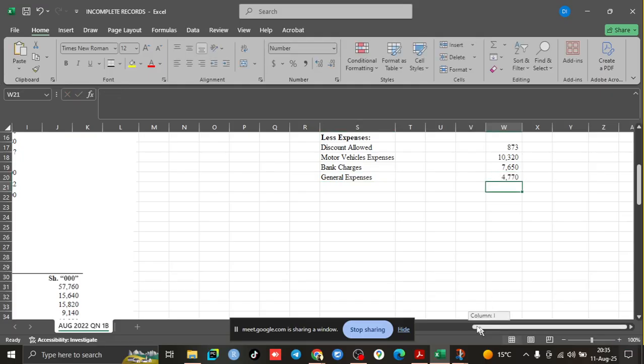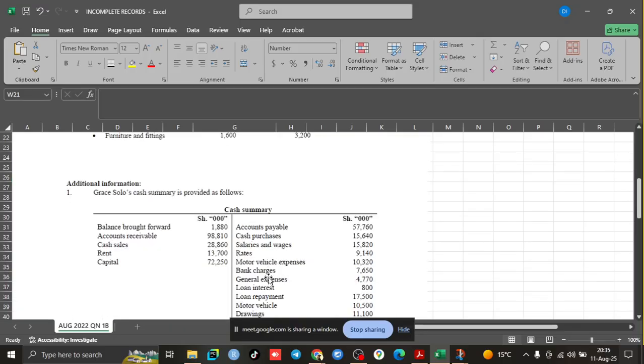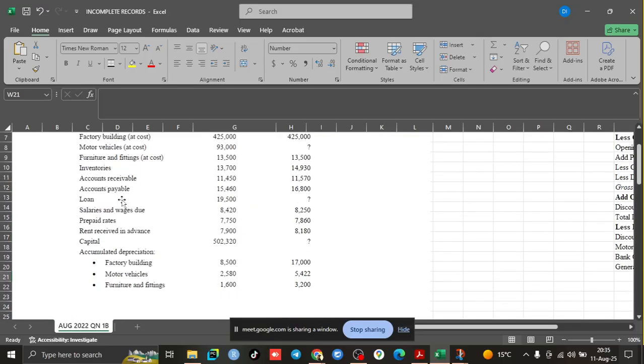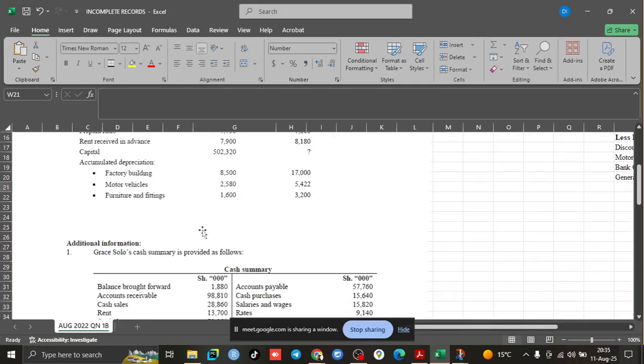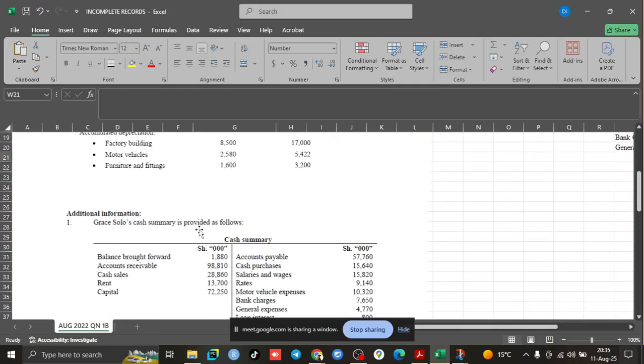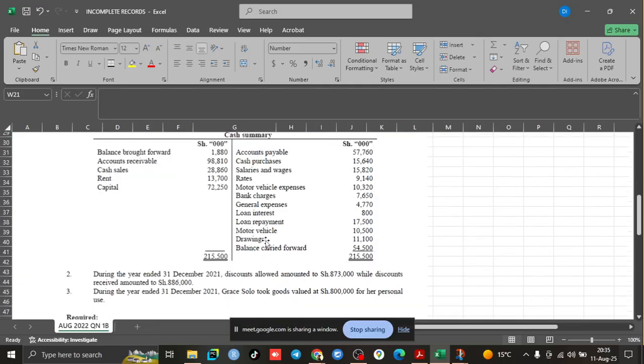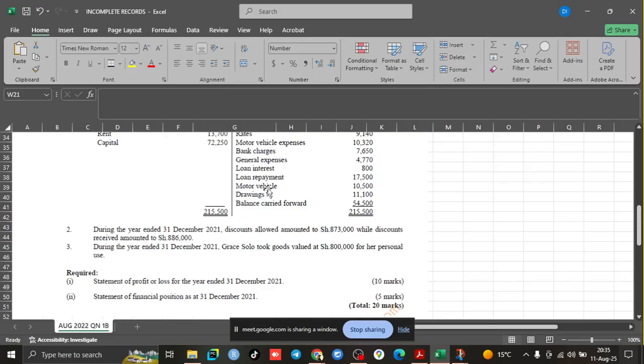Also we have loan interest. Kuna loan hapa, okay. So loan interest tunaweka because hakuna anything nimemention about interest. Loan interest ni 800.